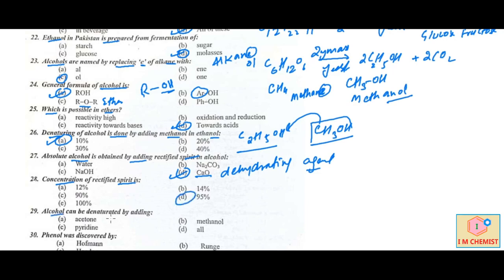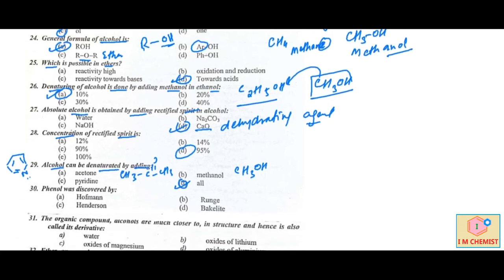MCQ number 29, alcohols can be denatured by adding what? If you wish to denature alcohols, you can add acetone, you can add methanol, you can add pyridine. So option number D, all of these are correct. Formula for acetone is this, methanol again CH3OH, and pyridine you have a benzene ring, and if you have a nitrogen atom, so this would be known as pyridine. So these all can be used to denature alcohols.